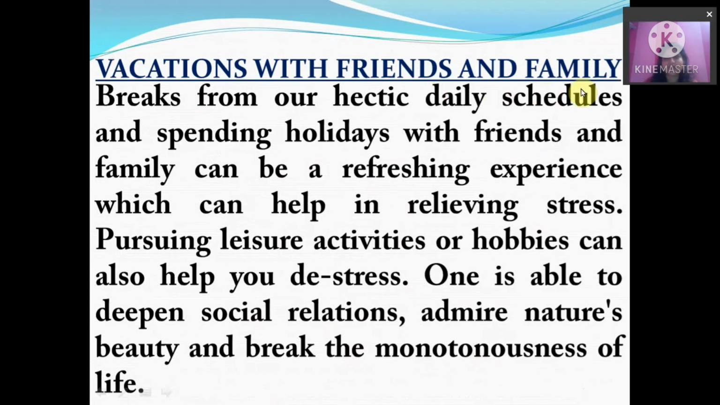So, vacations with friends and family. Breaks from our hectic daily schedules and spending holidays with friends and family can be a refreshing experience which can help in relieving stress. Pursuing leisure activities or hobbies can also help you de-stress. In leisure time you can do your favorite things, whatever you want to do. Suppose somebody wants to do painting, they can do it in leisure time. That will also make you stress free. One is able to deepen social relations, admire nature's beauty, and break the monotony of life.